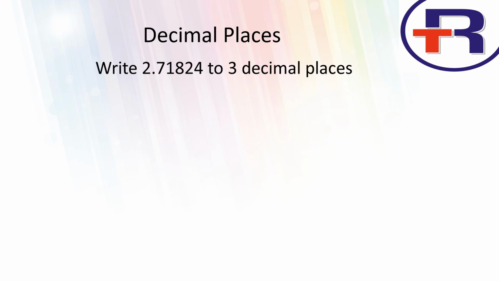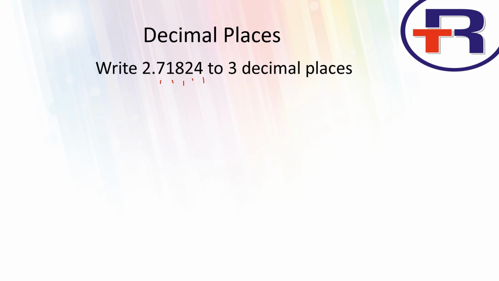Next important thing to think about are decimal places. If you're given an exam question, you've got to give your answer to a certain number of decimal places. This is how we work it out. These numbers to the right of the decimal point are the decimal places. 7, 1, 8, 2 and 4 are the decimal places. We've got to give this answer correct to 3 decimal places.